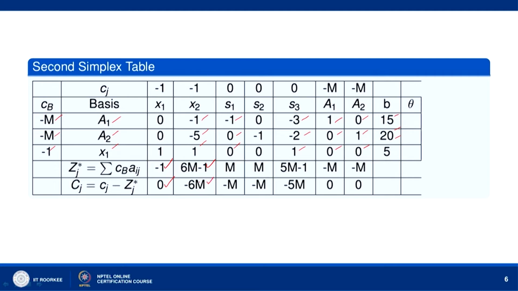minus 6m. Okay. And then similarly, in the S1 column Zj star becomes m, S2 column Zj star becomes m, S3 column Zj star becomes 5m minus 1, in the A1 column it is minus m, A2 column it is minus m. Okay. And the corresponding capital Cj values are minus m, minus 5m, 0, 0.